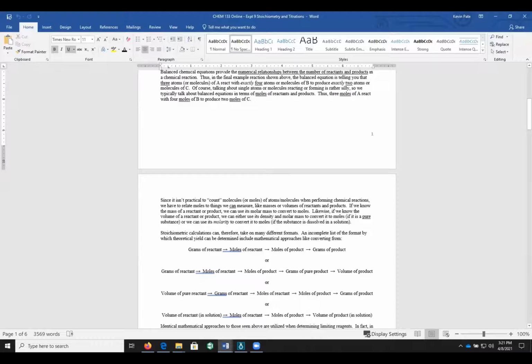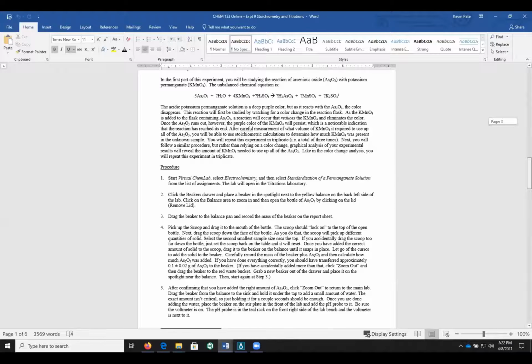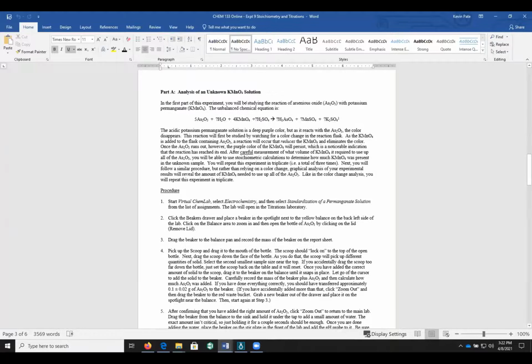So for the stoichiometry experiment, this is the write-up that I had created. We did two different experiments. The first one was the analysis of an unknown KMnO4 solution. This is actually in the electrochemistry part of the Beyond Labz collection. And what I realized is that this is actually a very complicated balanced equation. When you go and balance this thing, you got 5s and 4s and 9s and 2s and 8. I mean, it's all over the place. It's an awesome equation to balance and to do stoichiometric stuff with.